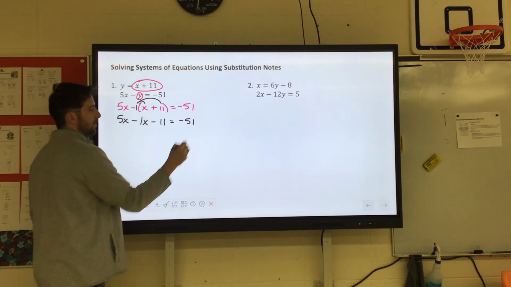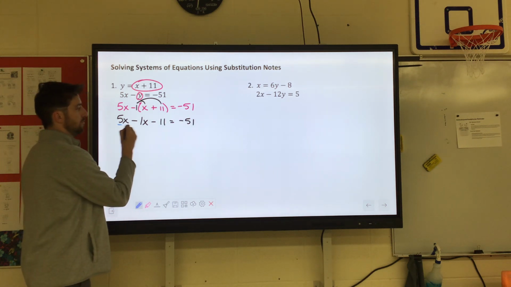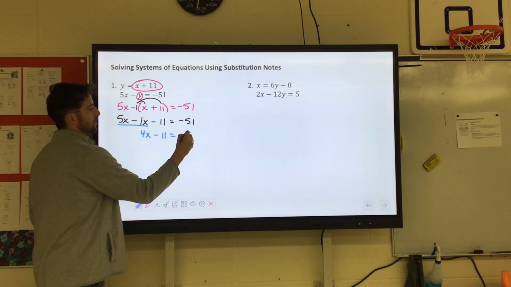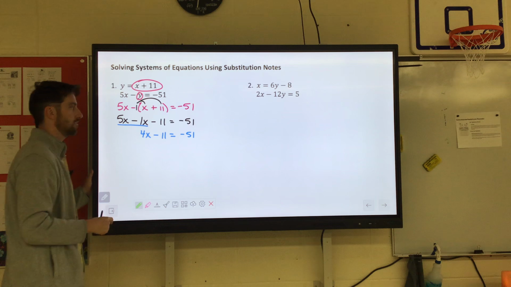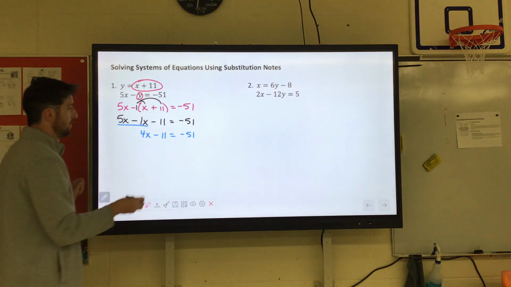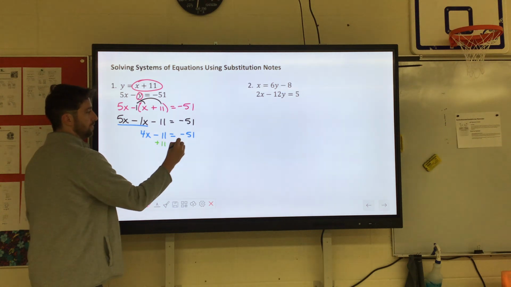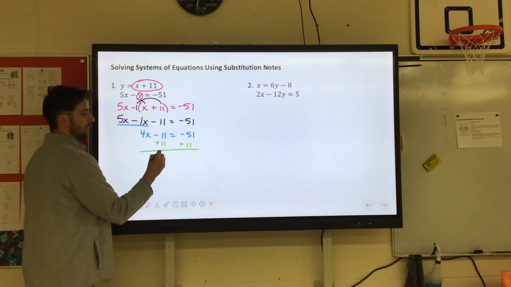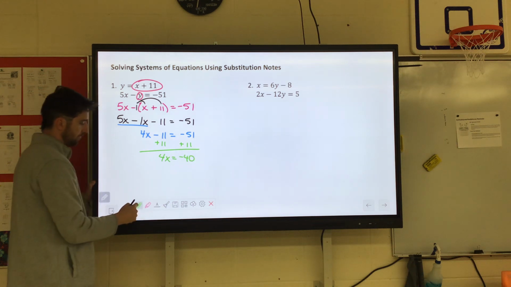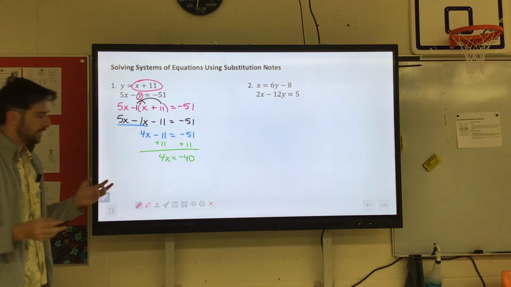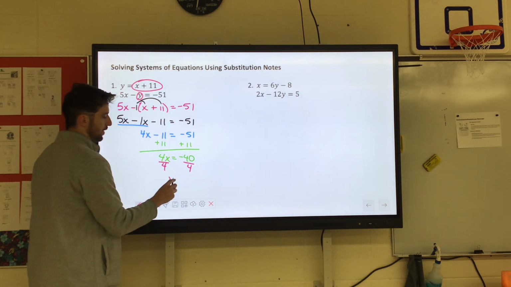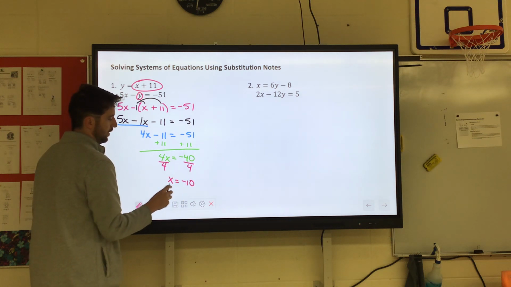All right. We combine our like terms. 5x minus 1x is 4x. 4x minus 11 equals negative 51. Now it's a two-step equation. Add 11 to both sides. 4x equals negative 40. What are you going to do to both sides? You're going to divide by 4 on both sides. X equals negative 10. Perfect.